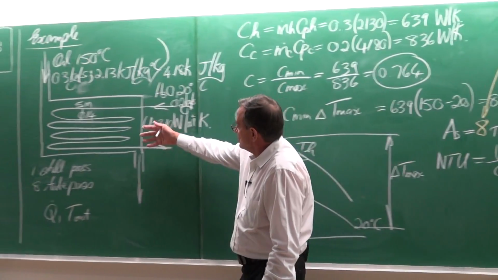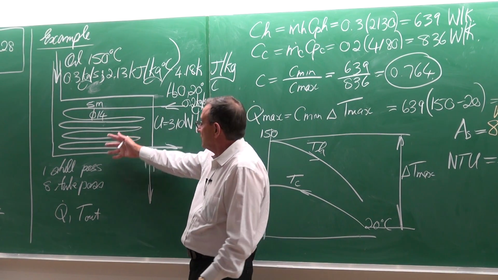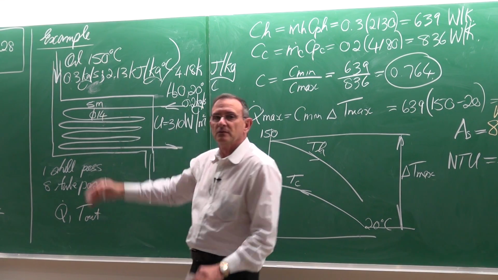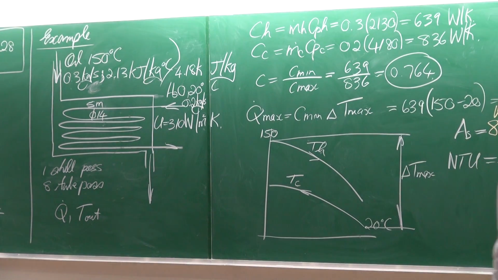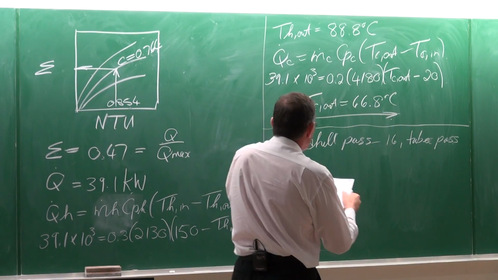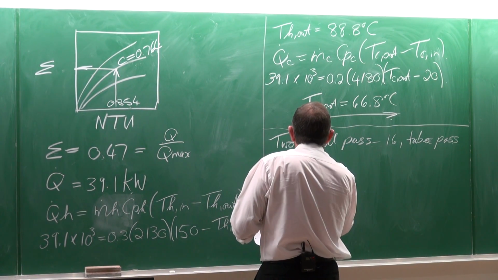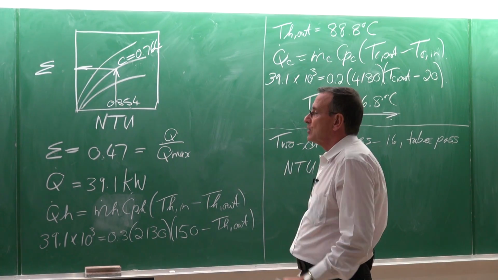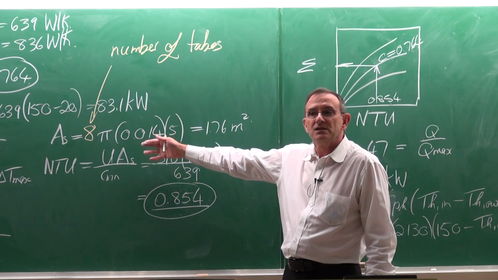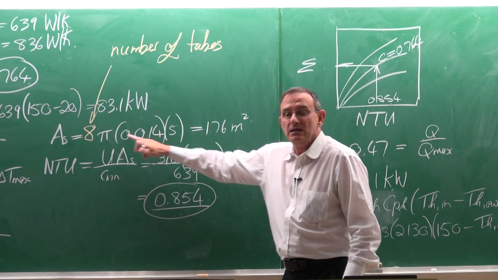So let's suppose there's not a lot of room in the shell, and you can use a second shell with the same number of tubes. So now it becomes a 2-shell pass and a 16-tube pass heat exchanger. The thing that will change is the number of transfer units, because the length of the tubes, where previously you had 8, now becomes 16.